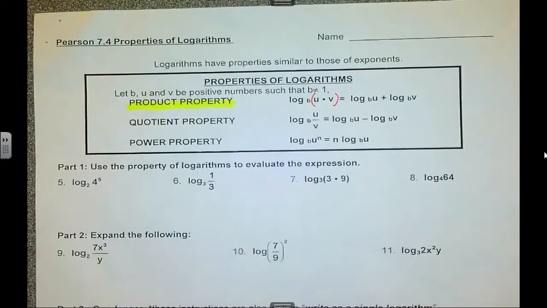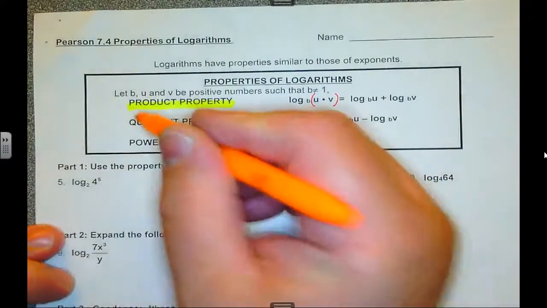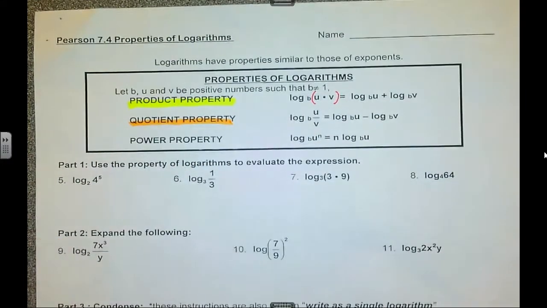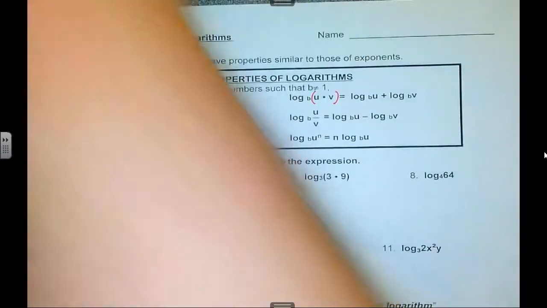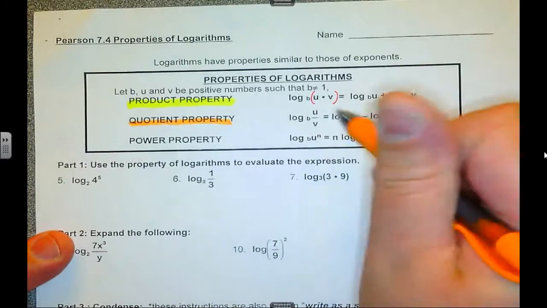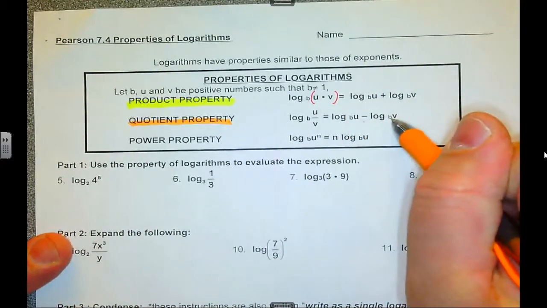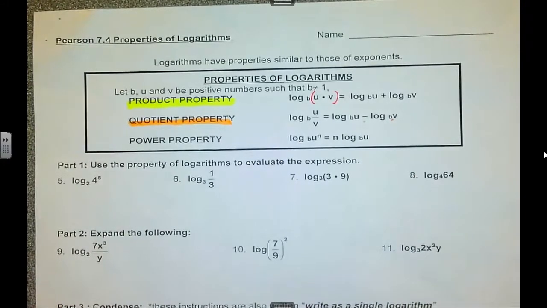Quotient property. I have log base b of u divided by v, equals the log of u minus log base b of v.